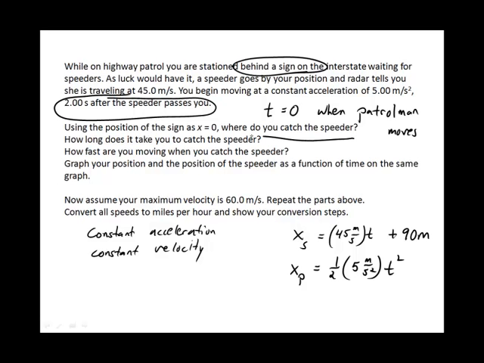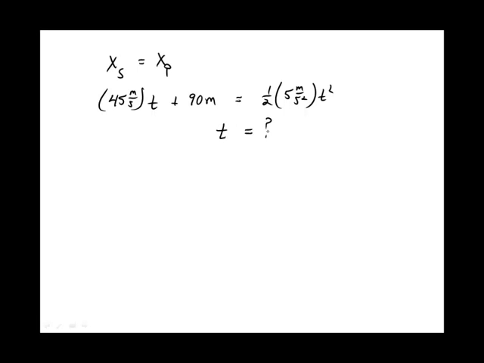So where do I catch the speeder? That's position. And I catch the speeder when the position of the speeder equals the position of the patrolman. And so 45 meters per second t plus 90 meters equals 1/2 5 meters per second squared t squared. You set these two equal to each other, solve for t. What does t equal? And once you've got that, you substitute that back into this equation or this equation. They should give you the exact same value.